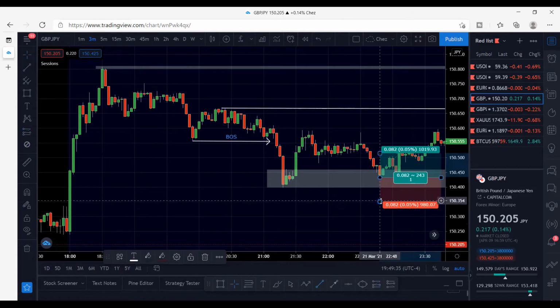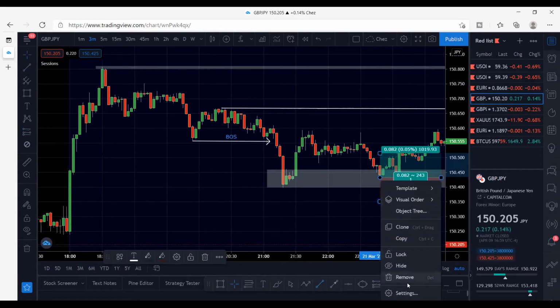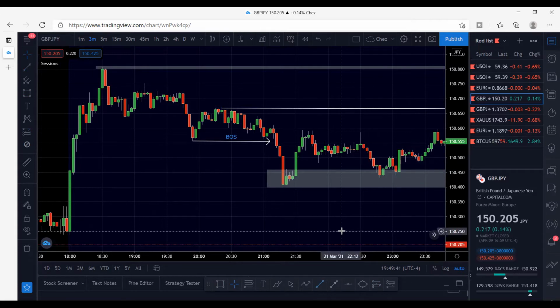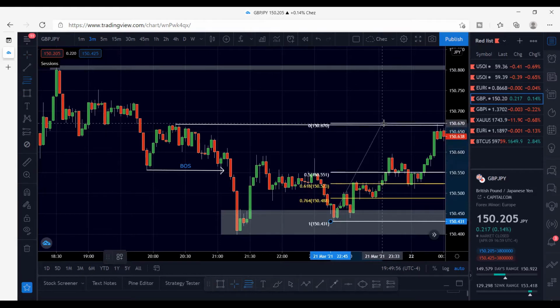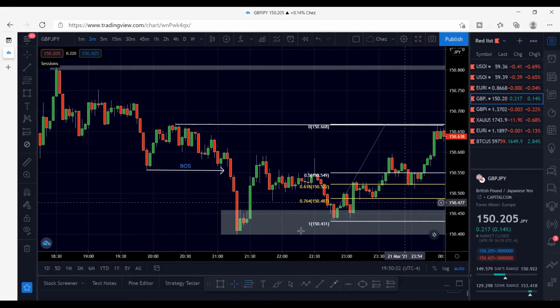So we're gonna just draw a fib from, I don't know, maybe here to here and see where it rejects from. Remember, a move up: low, high, higher low, higher high. So yeah, we're gonna see what happened at this point right here now.